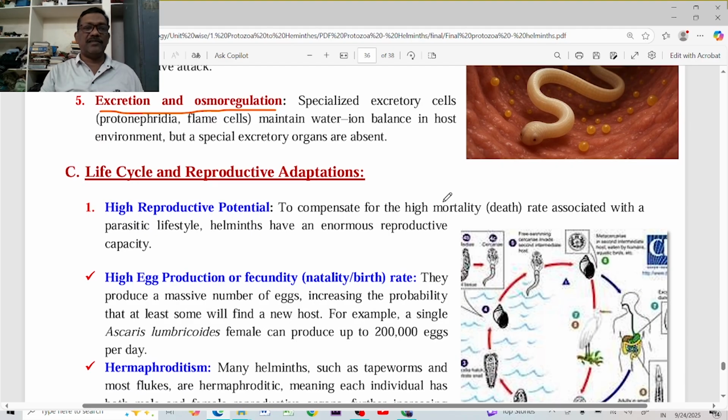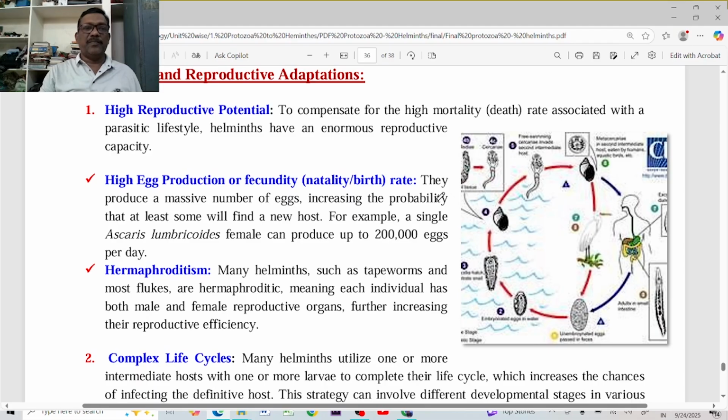Another last important adaptation that takes place in these platyhelminthes and nematohelminthes is the life cycle and reproductive adaptations. These are very important adaptations in the organisms. These are high reproductive potential. Why high reproductive potential? Because the death rate is very high in these animals due to harsh conditions inside the host body, and in the outside environment also.